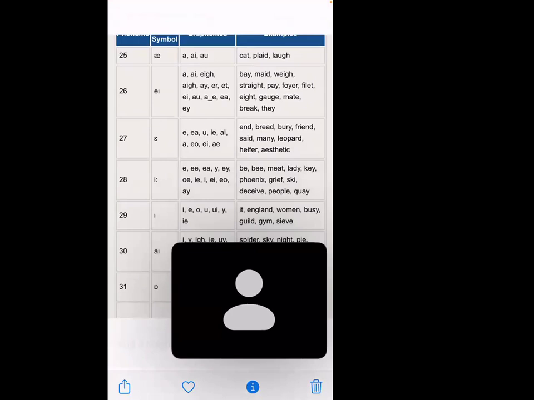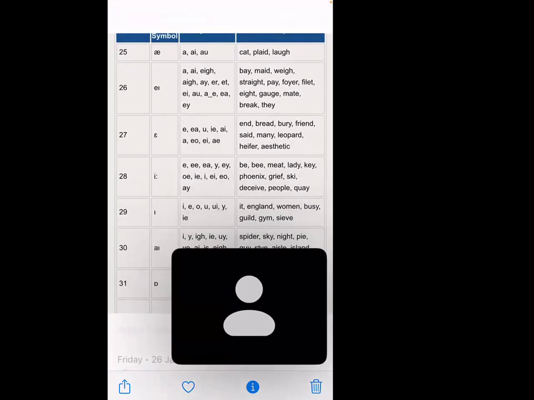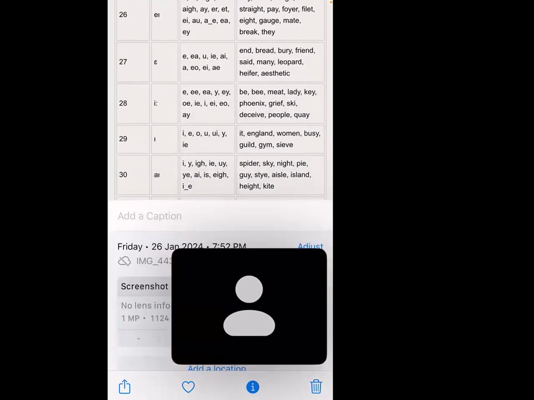The next one is I sound. This one is very, very short. It, England, women, busy, guild, gym, sieve.